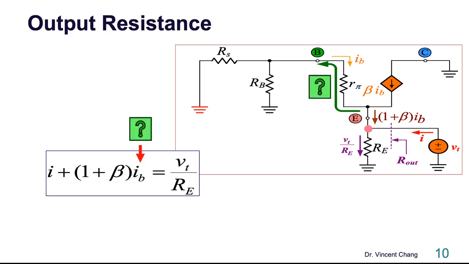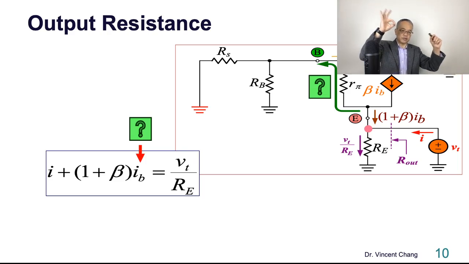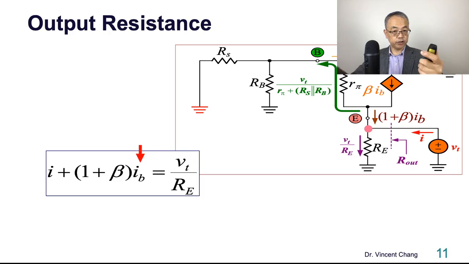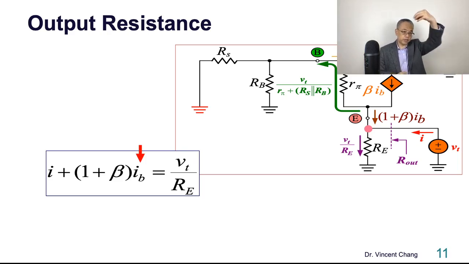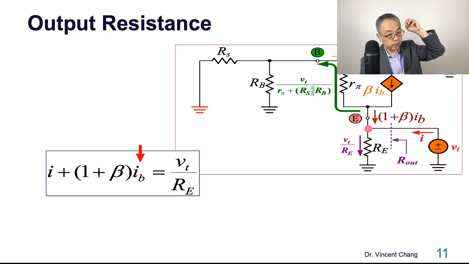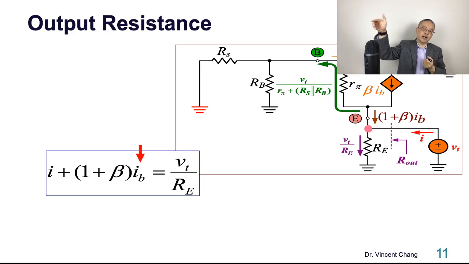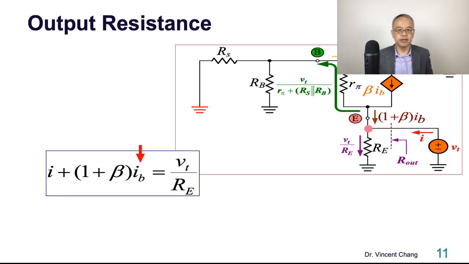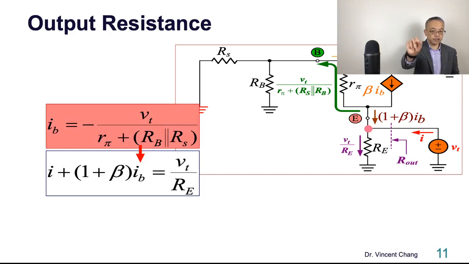So what's the green current? The green current is the voltage across the terminal divided by the total resistance. So what's the voltage? The voltage is actually VT, right? The voltage between the pink point and the ground is the same as the voltage between that point and the ground. So VT divided by those two in parallel first, RB in parallel with RS and in series with R pi. Get it? And the IB is the negative of this green current.